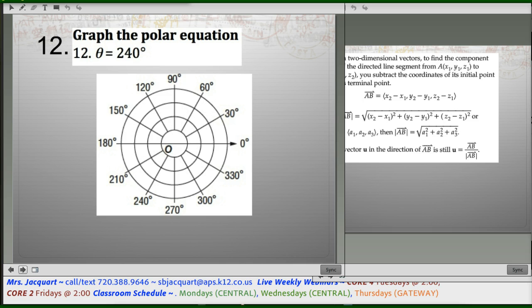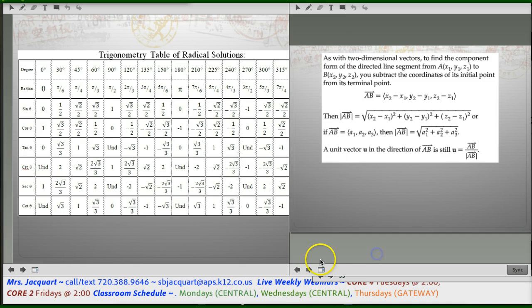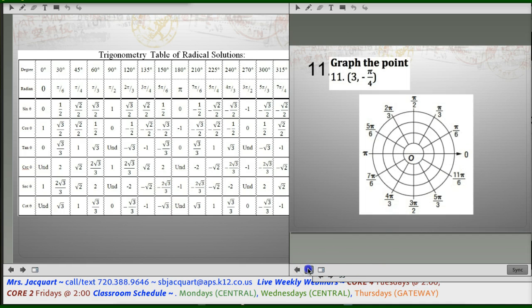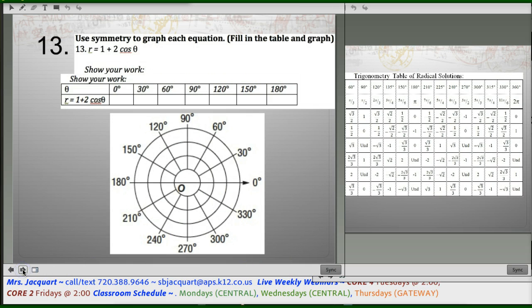Okay, graph the polar equation of 240. Here's 240. Polar equation for 240 is actually this. That's the polar equation for 240. All right, so we're going to need trig tables. I will have trig tables on the test. None of the other notes will be on the test, but we may need our trig tables.